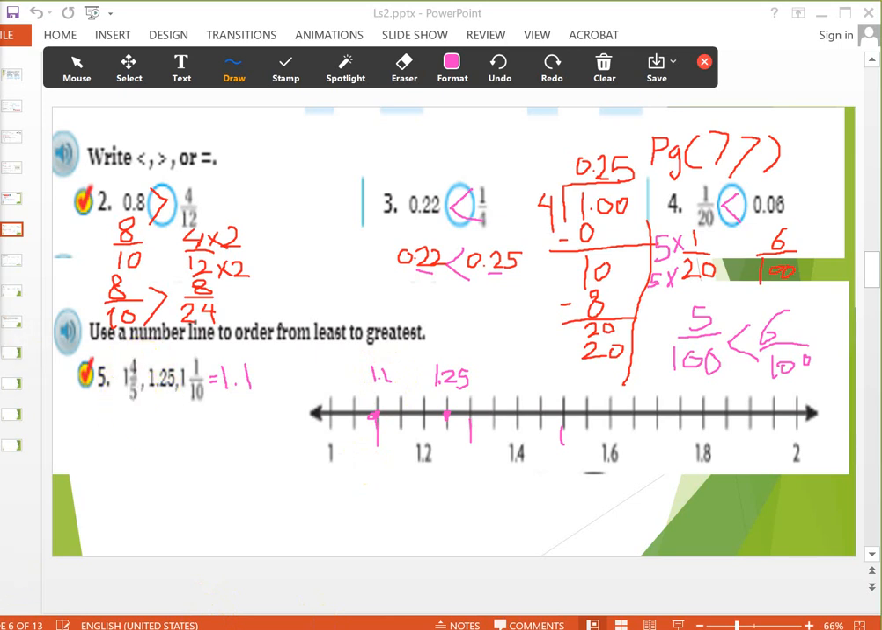How will I locate this number? I have to write it as a decimal. How will I write it as a decimal? I have to divide the numerator by the denominator. Let's divide the numerator by the denominator. Okay, let's divide 4 by 5.